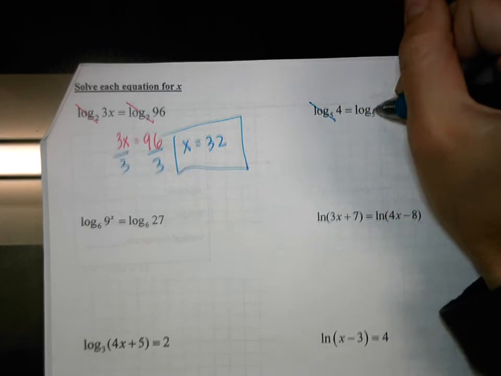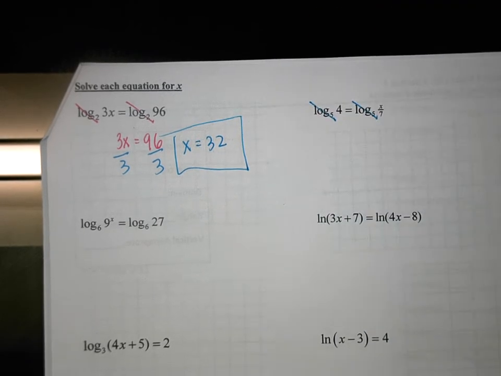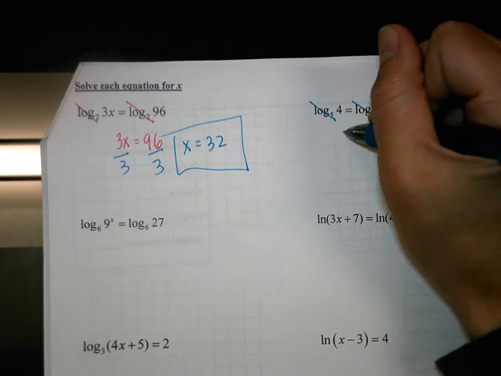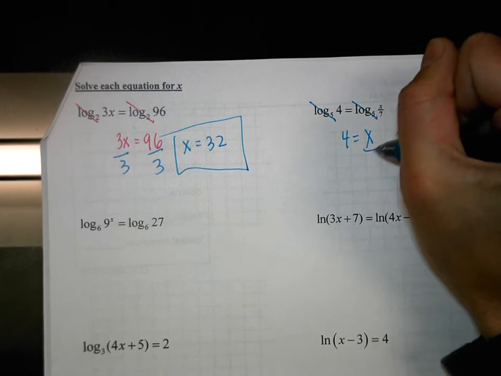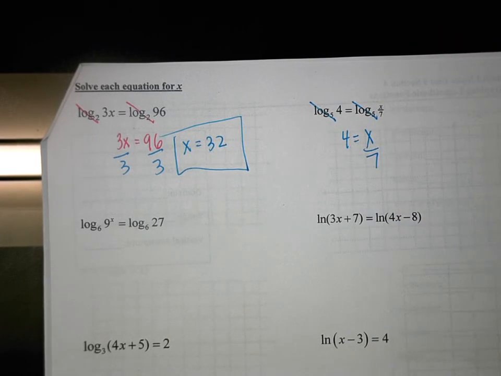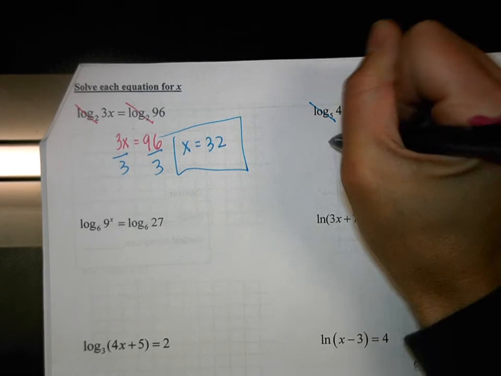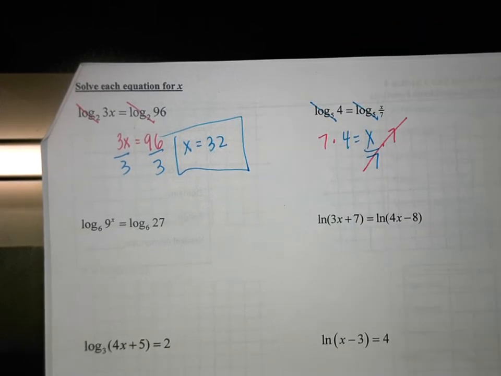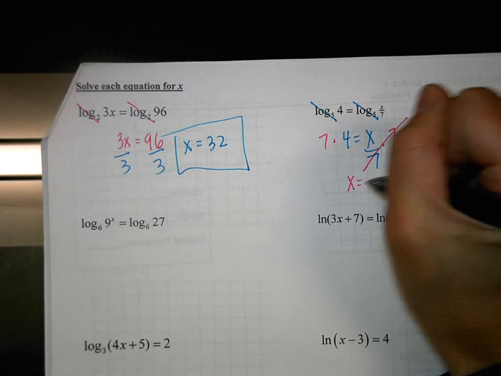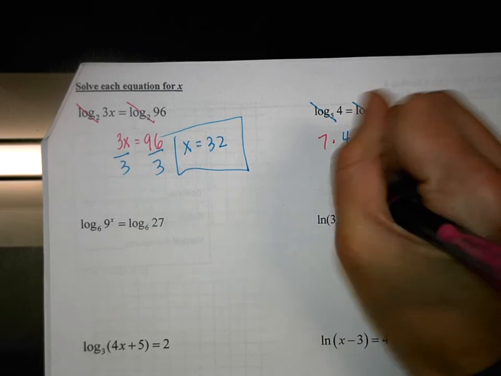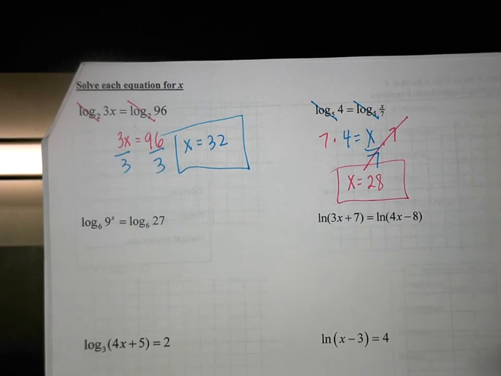Okay, so, cancel out the logs. What do we get? 4 equals x over 7. Next, what will I do? Multiply 7 on both sides. Very good. These cancel out, and x equals 28. Okay, I apologize for telling some of you that you're incorrect. You're correct. Okay, next problem.